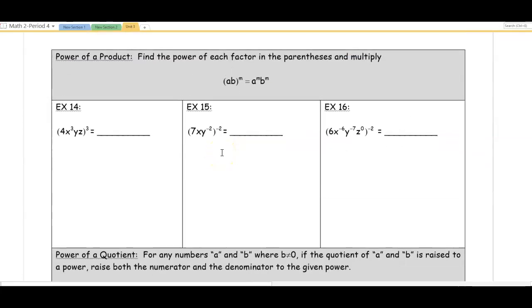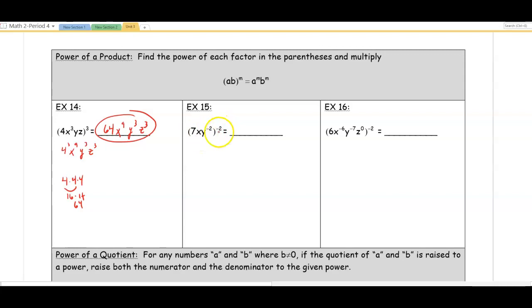Now the power of a product. Here, in this quantity, everything is being raised to the third power. So, 4 to the third, x to the 3 times 3 would be x to the 9th, y to the third, z to the third. Now remember, 4 to the third is 4 times 4 times 4, which is 16 times 4, which is 64. So this will give you 64, x to the 9th, y to the third, z to the third. And you are done.